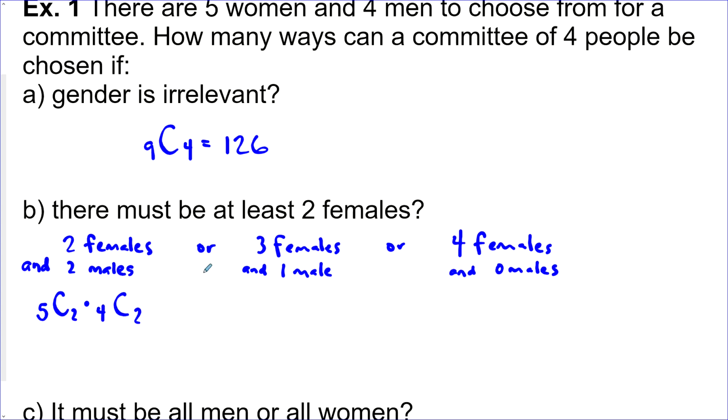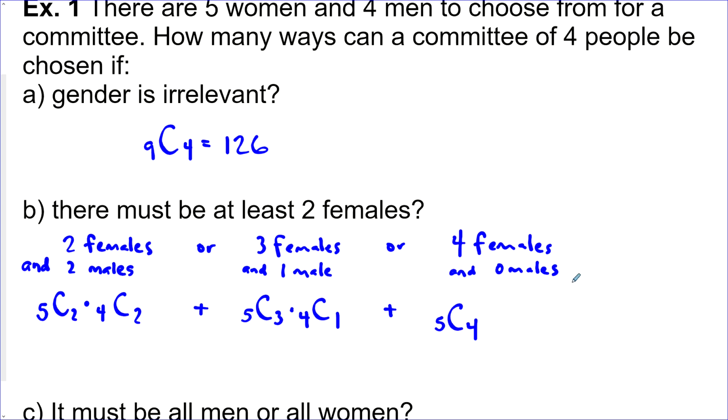But the word or here is not the fundamental counting principle. It means that we've got this thing happening, or we've got this thing. And so or translates into math in these questions as addition. So then we go on, fill out the rest of this question. So 3 females is 5, choose 3. 1 male is 4, choose 1. And then the or is a plus sign here. And then 4 females is 5, choose 4.